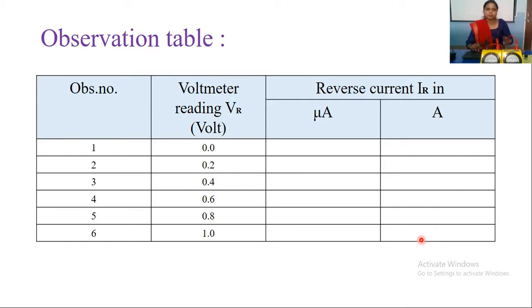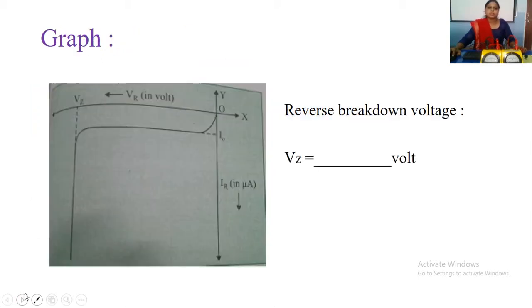So let's see. So this is the nature of the graph. As you can see, this graph is in the third quadrant. So that means these values are negative and this is also negative. So this is the third quadrant. So you will get some reading. Because in this reverse bias condition you will get negative readings. So this is in reverse.